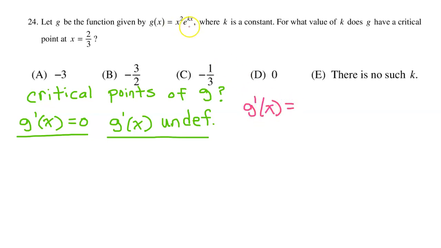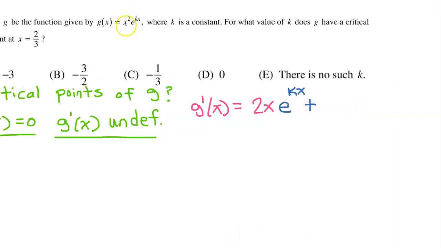This is a product, so let's use the product rule. The product rule says, first time through, we take the derivative of the first factor, which will be 2x, and we leave the second factor alone. So we leave e to the kx, and then we put a plus. The second time through, we leave the first factor alone, so we leave the x squared. But we take the derivative of the second factor. The derivative of e to the something is still e to the something, but there's always the chain rule, so we have to multiply by the derivative of the inner function. The derivative of kx is just k.